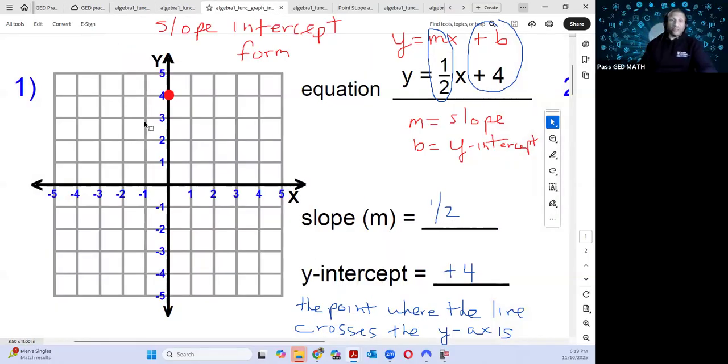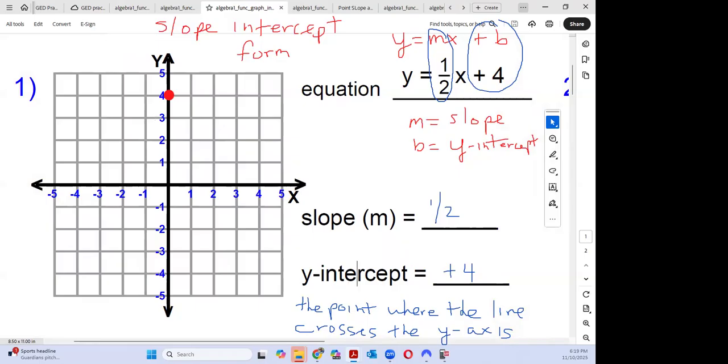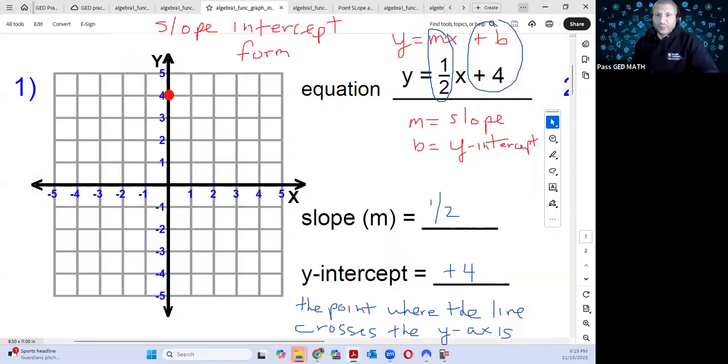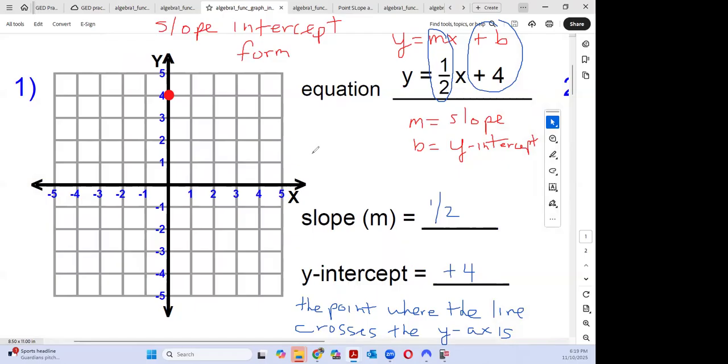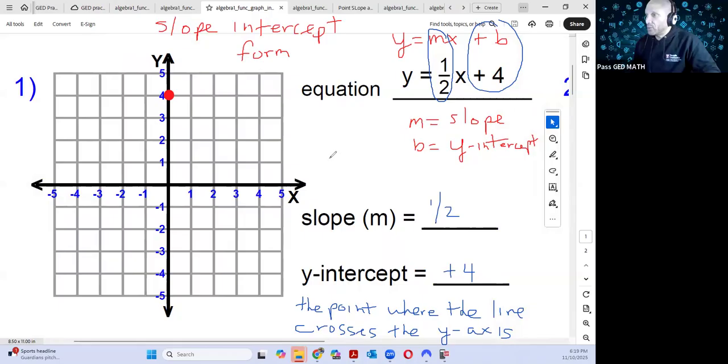There we go. So my y-intercept is 4. Does everybody understand why that point is now on the y-axis at 0 comma 4? Okay. Now, what's the slope? Can somebody tell me what the slope is? 1/2. So m equal 1/2.